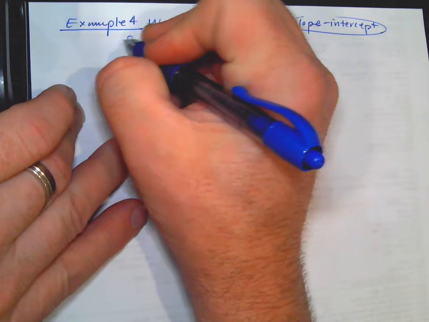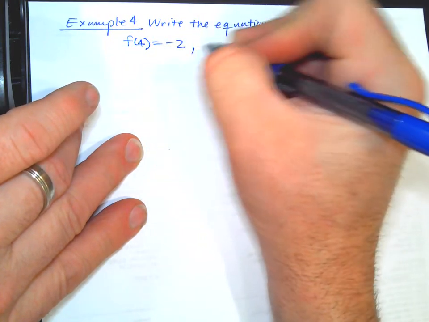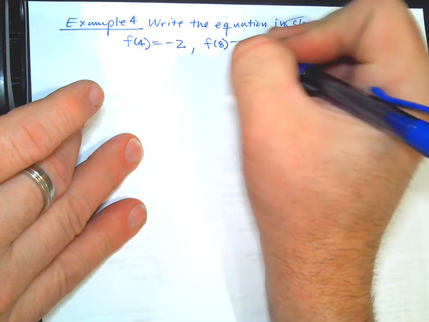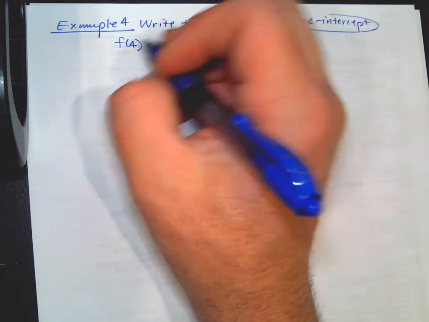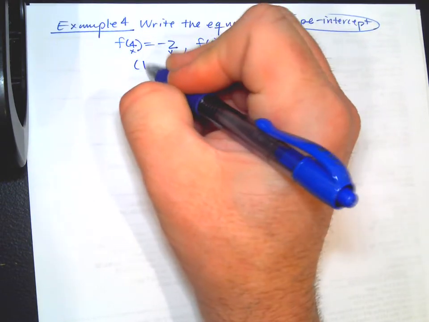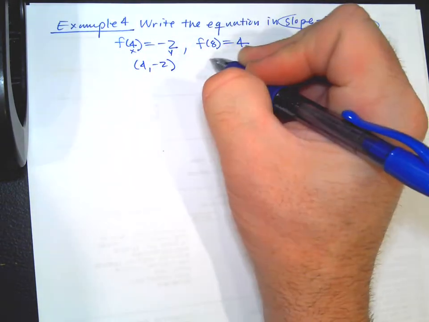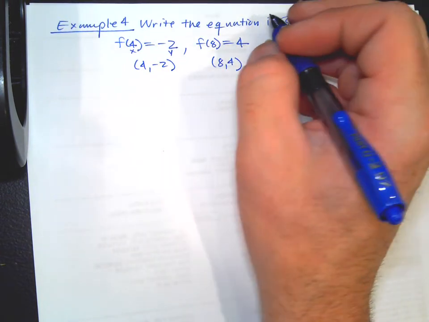And this time the information is given to you like this: f(4) equals negative 2, and f(8) equals 4. This is called function notation. We've dealt with this before. I would rewrite this, it's the same thing. This is your x, this is your y. So the same thing as (4, negative 2), and this is the same thing as (8, 4). So now this problem just looks like the last one.